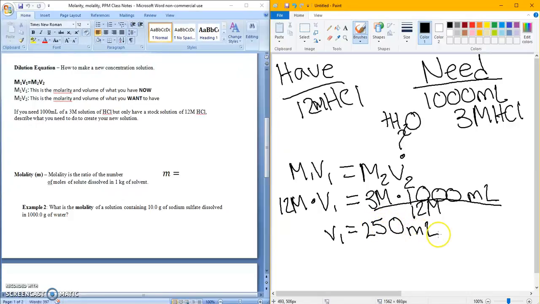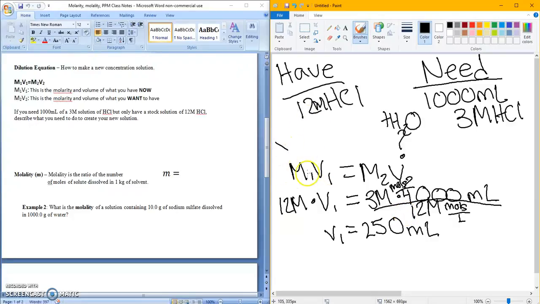250 milliliters. Now, I want you guys to pay attention to your units. Units are always important. If you look, this is moles per liter, and this is moles per liter. So, since our moles per liter cancel out, it's cool to have our volume in milliliters. However, you need to make sure your units cancel out, otherwise you're going to have a unit factor on your hands. Alright? So just make sure the moles per liters cancel out and you're left with milliliters. That's how I know how much volume.